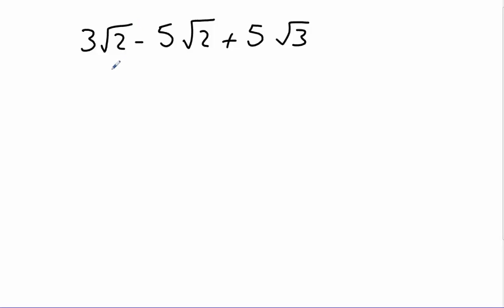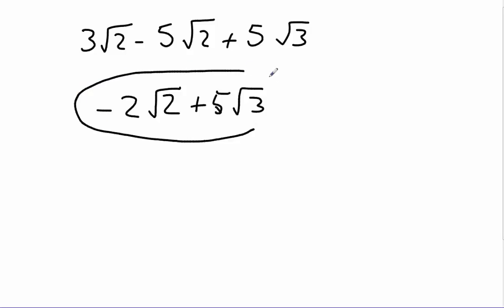So now we look at everything that has a radical 2, we can combine their outsides. So we have a 3, negative 5. Gives us negative 2 radical 2. Treat the radical 2 like an x. Do not subtract 2 and 2 to get 0. Leave it. Okay. Then we have a 5 radical 3. Since there's no other radical 3's in our expression, it's just 5 radical 3. Okay. I'll do another one.